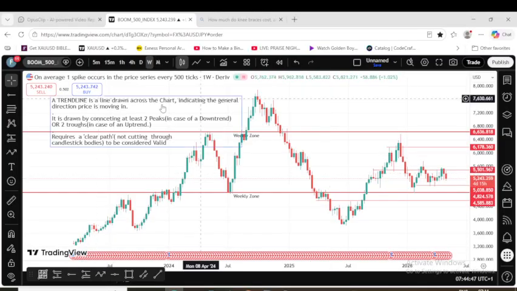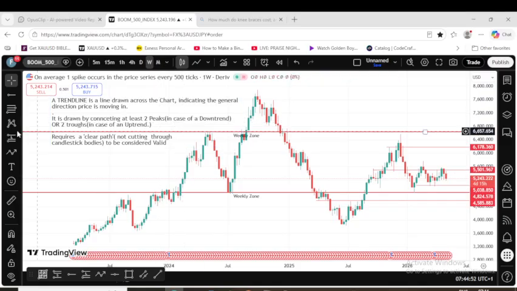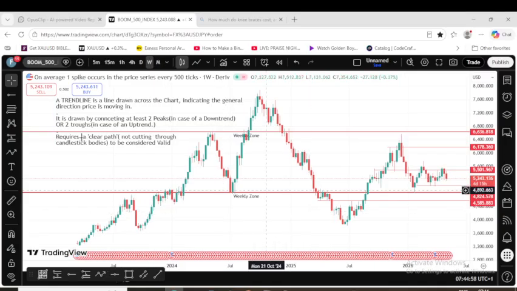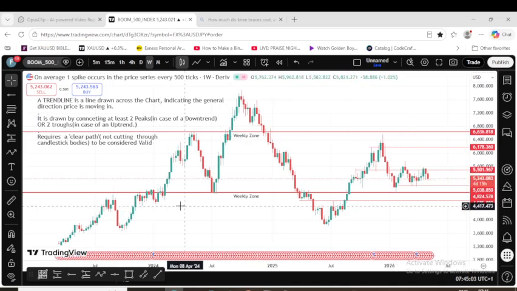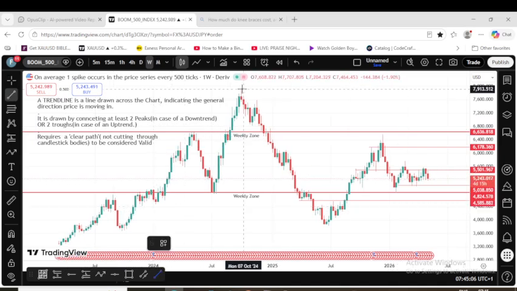A trend line is a line drawn across the chart indicating the general direction price is moving in. It is drawn by connecting at least two peaks in the case of a downtrend or two troughs in the case of an uptrend. We have an example of an uptrend with a downtrend here, so that's very good. It requires a clear path, not cut into candlestick bodies, to be considered valid. Okay, so we've defined our trend line, so let's go ahead and draw it.